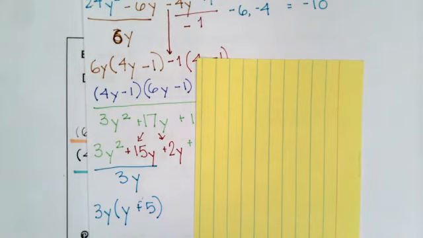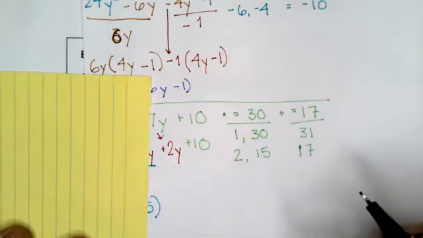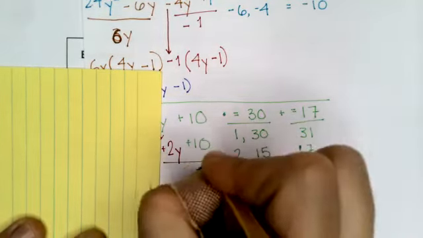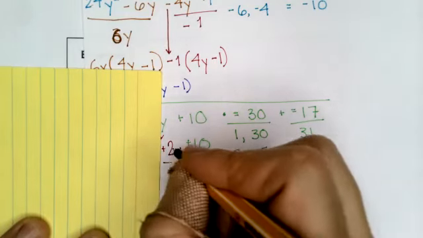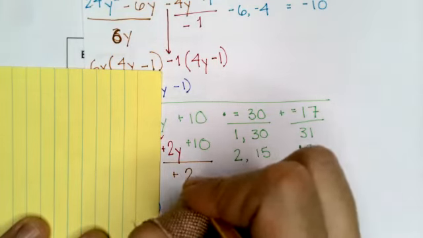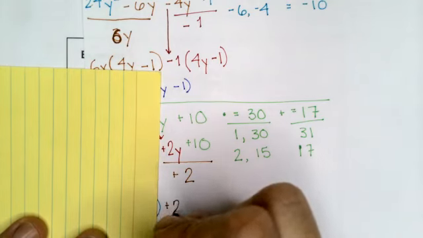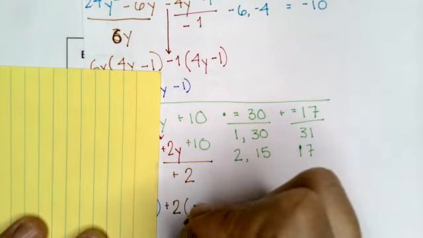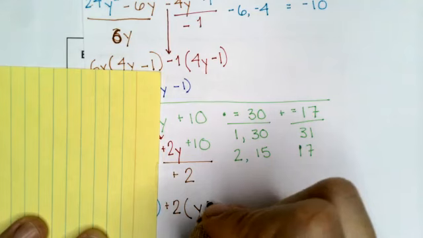On the other side, I have plus 2y plus 10. So it's going to be a positive down here. 2 and 10, I can divide them both by 2. So we're going to call this plus 2. 2y divided by 2 is just y. 10 divided by 2 is 5.